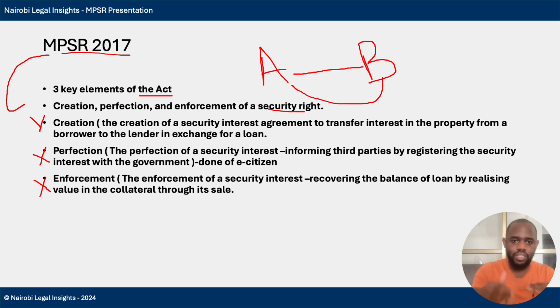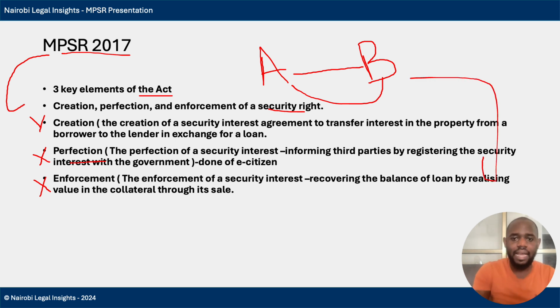Then the next part to that is what we call perfection. Now, person B has entered into a security agreement with person A. Once they proceed to register a notice, they are registering this security interest through a notice, and this can be done on eCitizen. Once that has been done, then we say there is perfection of a security right that has been done by person B.